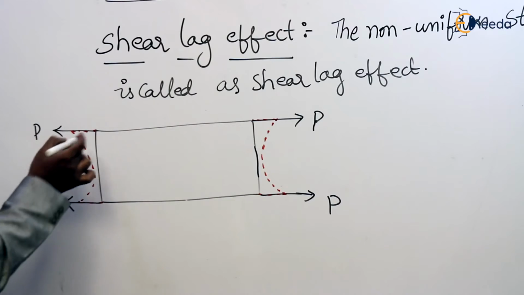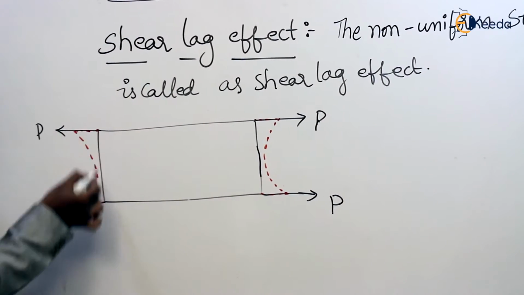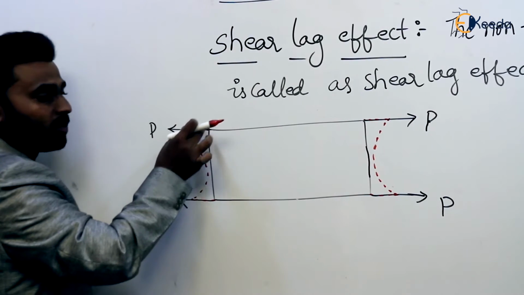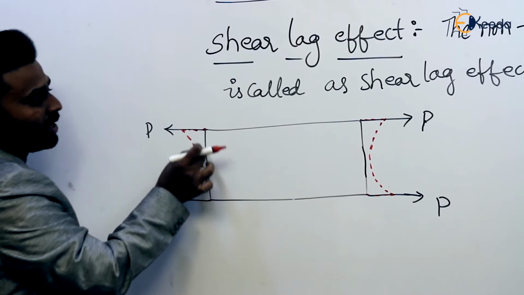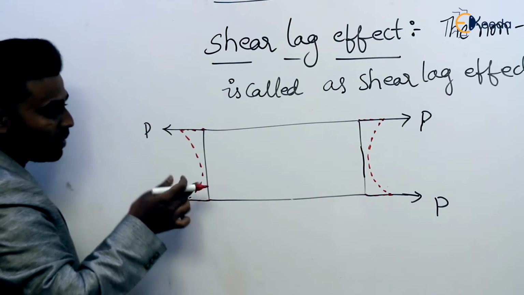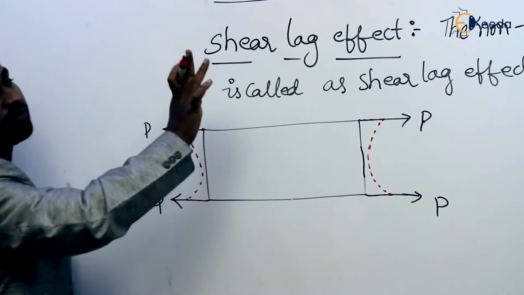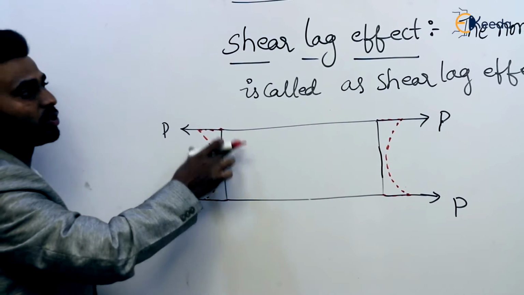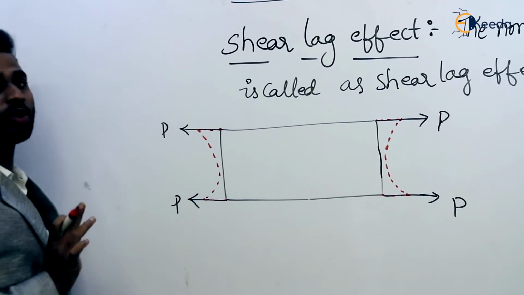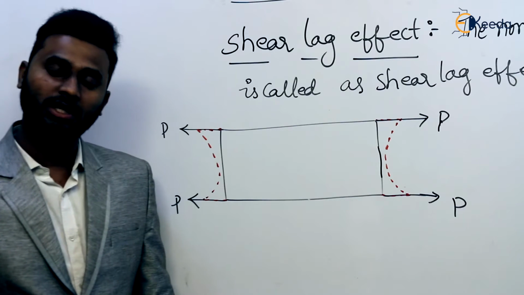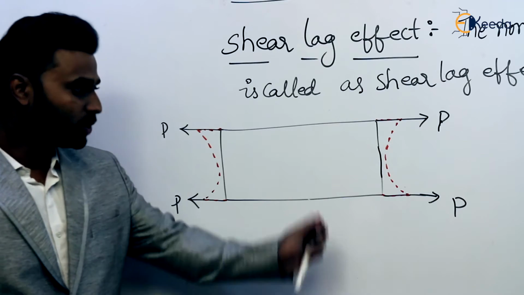Now if you observe, there exist n number of fibers from top to bottom, or from edge to edge. Here the fiber has elongated by this amount, then a lesser amount, and the minimum amount at the center, and again at the bottom extreme fiber more. In this way there exists non-uniform straining. This is known as shear lag effect. Mainly the shear lag effect arises due to eccentricity of load or some other reasons. Clear?